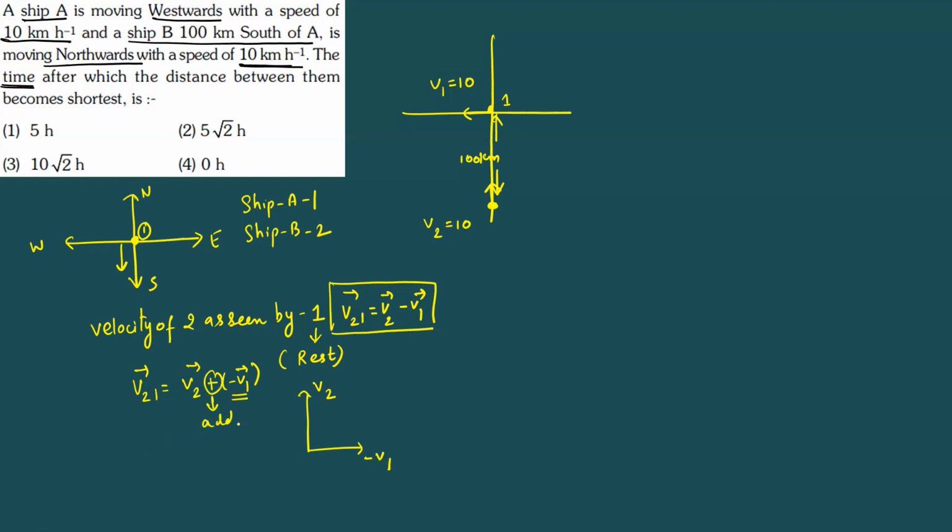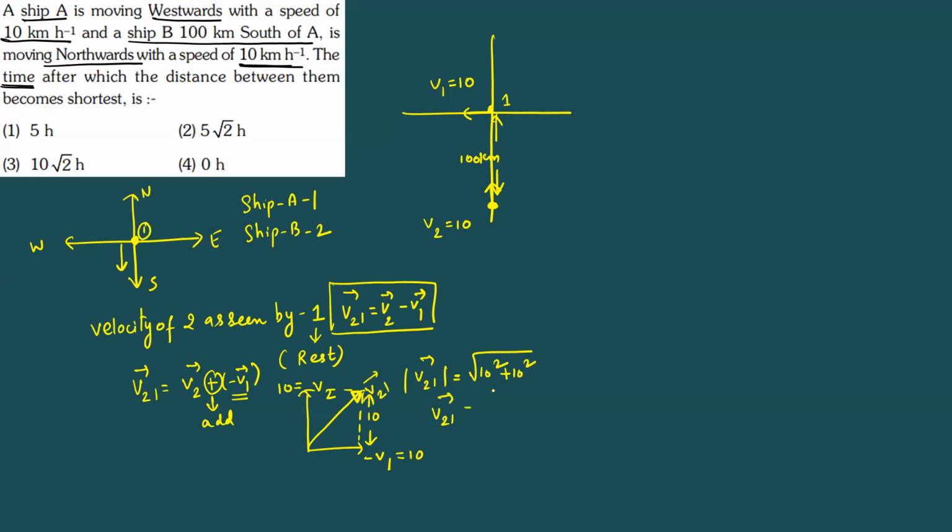You can add them either using triangle law or parallelogram law. So I'll complete the parallelogram. The diagonal is going to represent the resultant. What is this? This is V2 vector plus negative of V1 vector, which is V21 vector. Let me find out the value of that. V1 is 10, negative of V1 is also 10, and V2 is also 10. So if I use the resultant formula, or the Pythagoras theorem, this V21 value will be equal to root of 10 square plus 10 square. If this is 10, obviously this side is also 10, isn't it? So root of 10 square plus 10 square, which is nothing but 10 root 2.